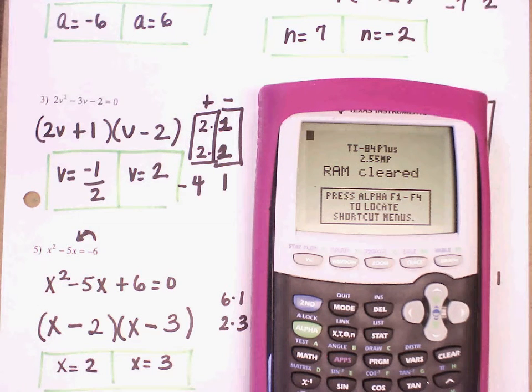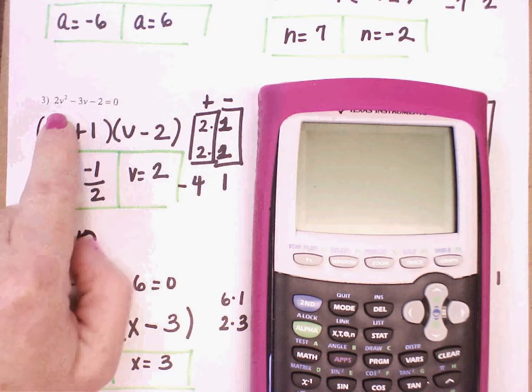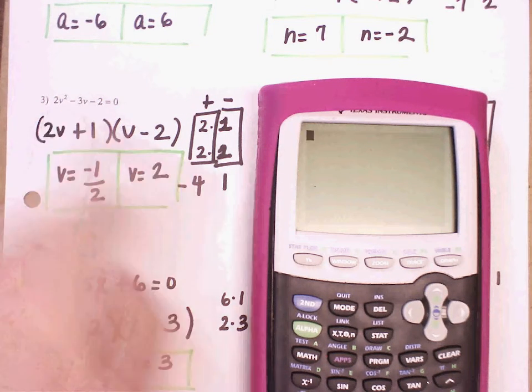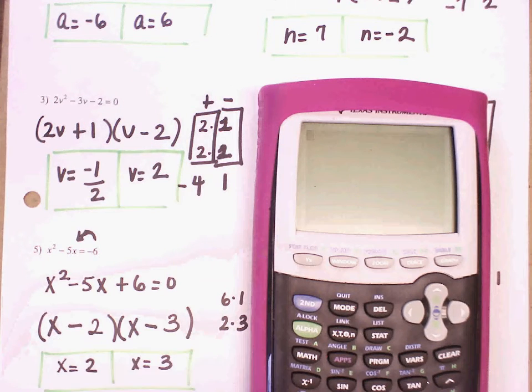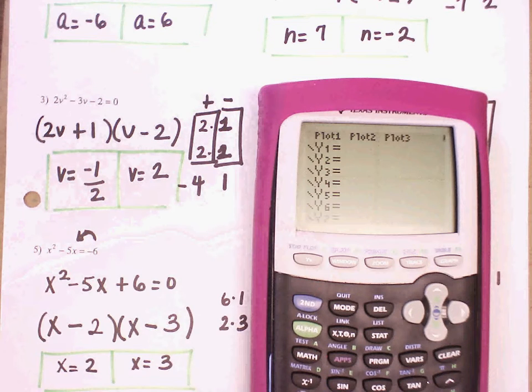All right. So let's go to the calculator. Clear your calculator. Let's graph the function. So I'm going to graph number 3. If I want to graph the function, where do I go to? You go straight to graph. Because I just went straight to graph.